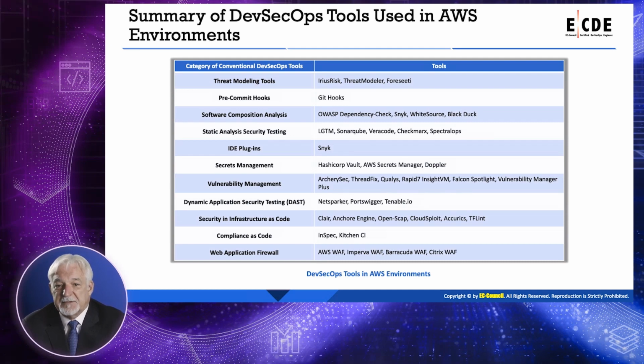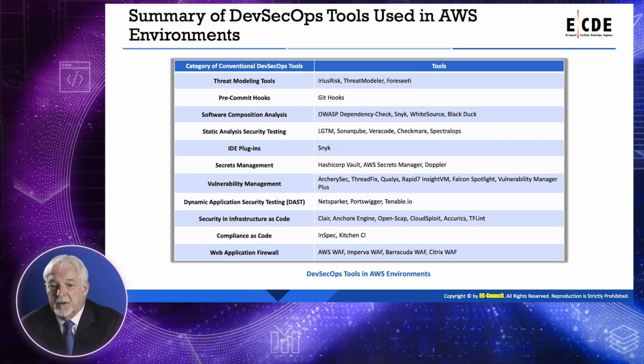For IDE plugin analysis, Snyk. For secrets management, you can integrate others, the HashiCorp Vault, or use AWS Secrets Manager, or integrate Doppler. For vulnerability management, you can use ArcherySec, ThreadFix, Qualys, Rapid7 InsightVM, Falcon Spotlight, or the Vulnerability Manager Plus. For dynamic application security testing, think of Netsparker, PortSwigger, Tenable.io. Security and infrastructure as code, Clair, again, Anchore Engine, OpenSCAP, CloudSploit, Accurics, and TFLint.